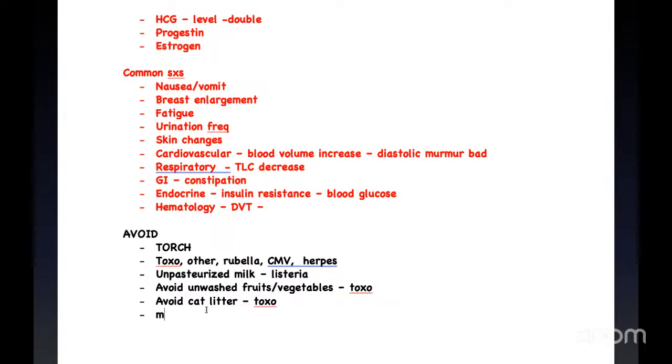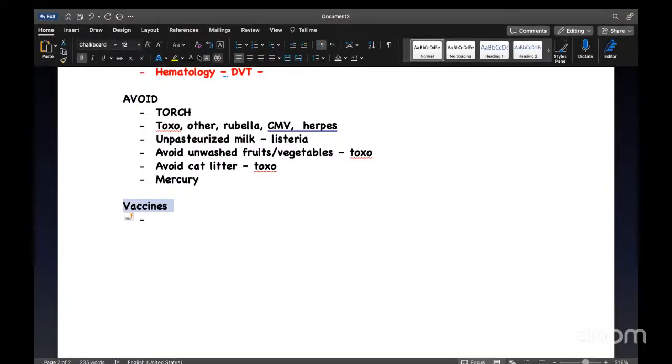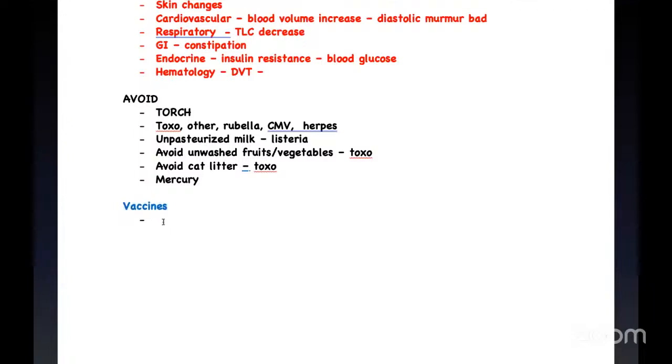Of course, they should avoid mercury in food. So the certain things they cannot eat are very important. And then you tell them about vaccines. What vaccines should they avoid getting? What do you think? What vaccine would you tell this lady never to get, no matter what?